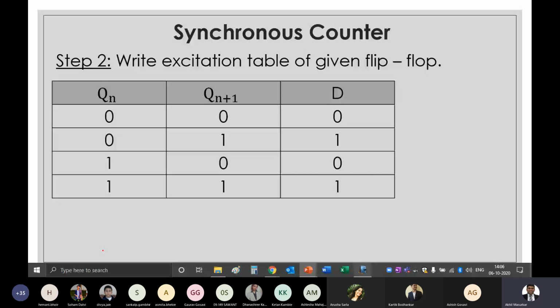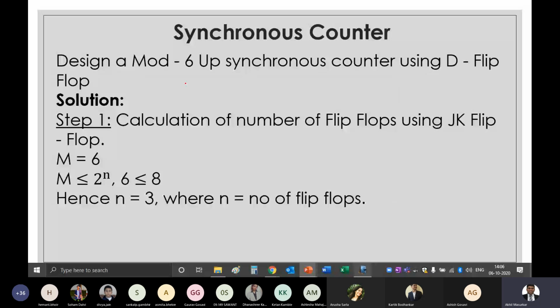So let's go ahead with this. This is the first question. Design a mod 6 up synchronous counter using a D flip-flop. So mod 6, as the word itself says, mod 6 means I want to know which are the states that it will count.